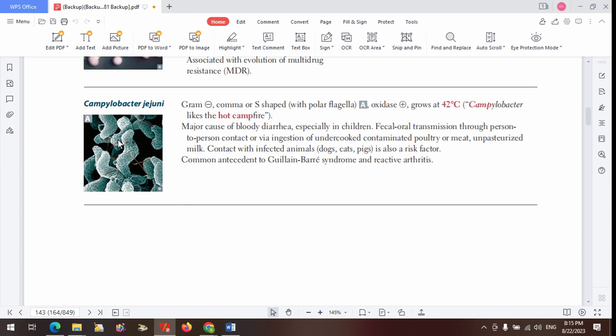It causes reactive arthritis, and it can be an antecedent infection to somebody developing Guillain-Barré syndrome. That is all about Campylobacter jejuni. You want to remember it for three things: dysentery in young people, Guillain-Barré, as well as reactive arthritis.